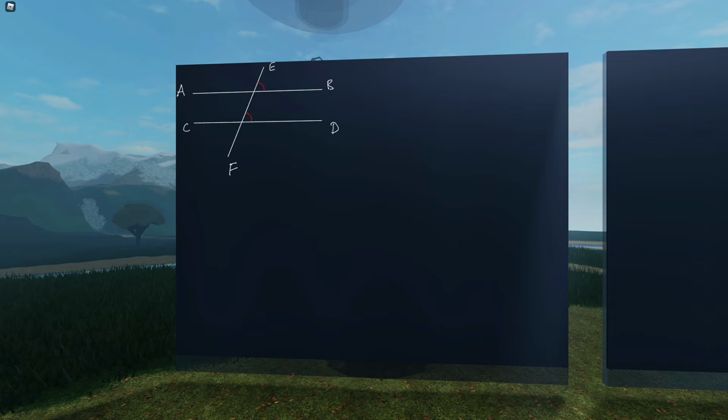So I guess the statement is that if E, oh, I need to label the intersection points G and H. Right, so if EGH is equal to angle GHD, then AB is parallel to CD.